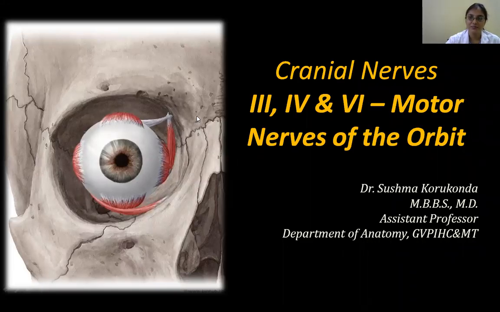So today we'll be starting up the cranial nerves. I hope you've gone through the note which I have given you about the cranial nerves. So third, fourth, and sixth. What are the names of them? The third is the oculomotor, fourth is the trochlear, sixth is the abducens, right?